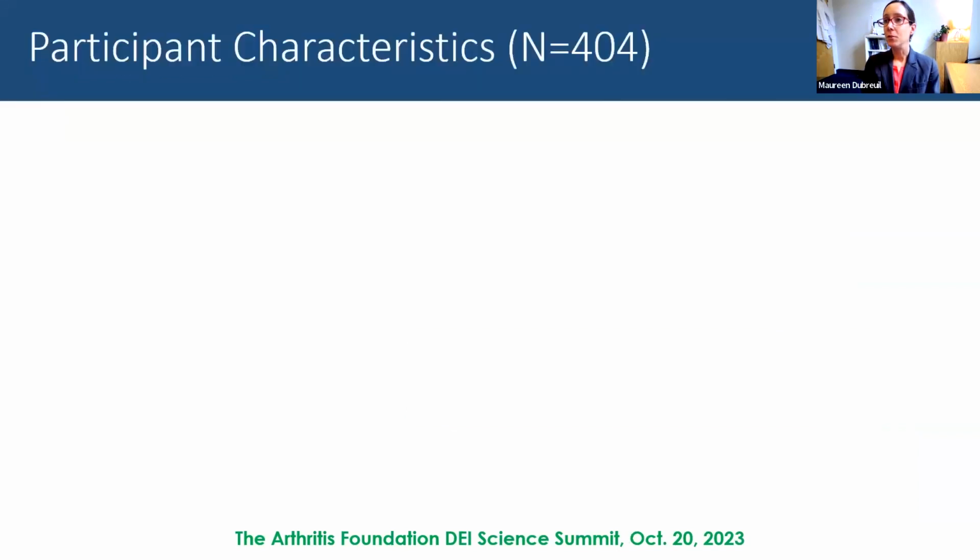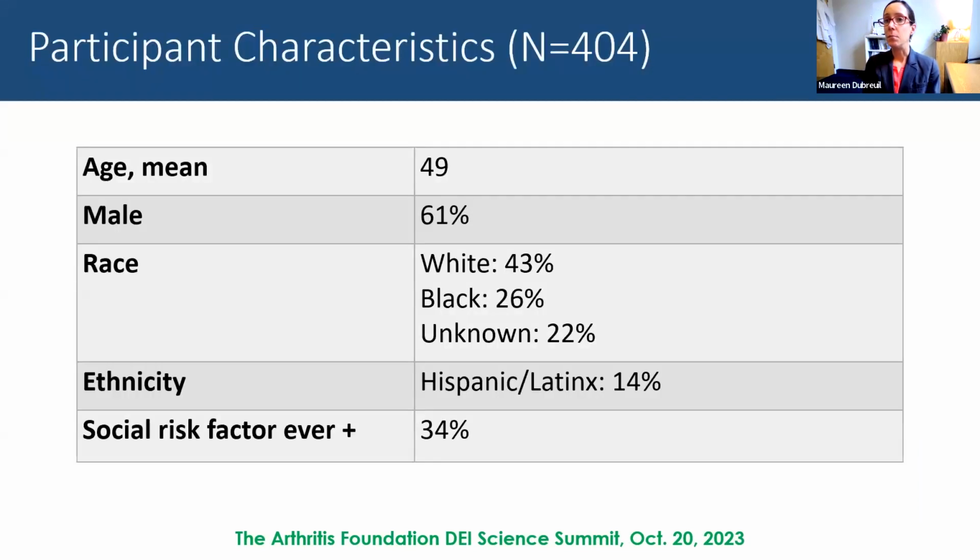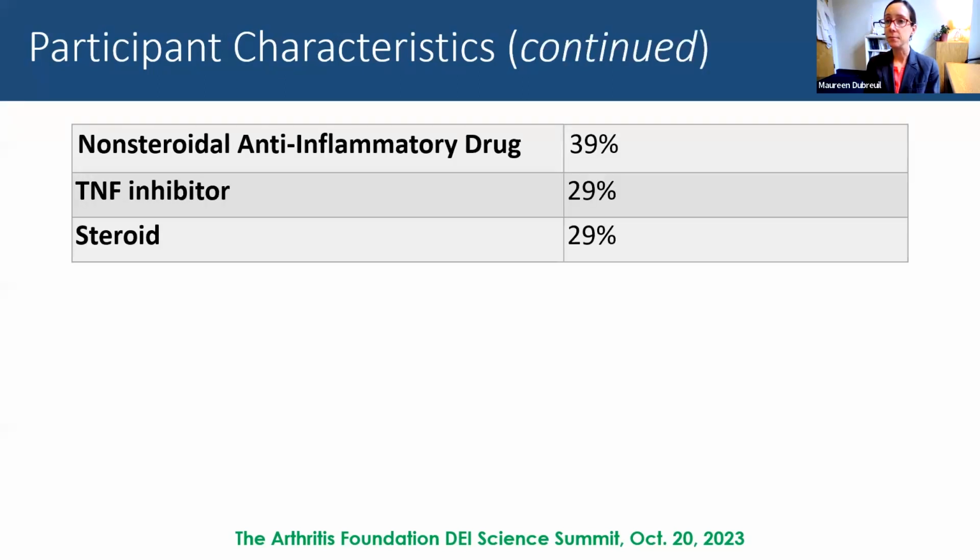We were able to include 404 people who have ankylosing spondylitis. The mean age was 49 years. 61% were male. You can see around 40% were white, 26% Black, around 14% were Hispanic or Latinx, and over a third reported having a social risk factor.